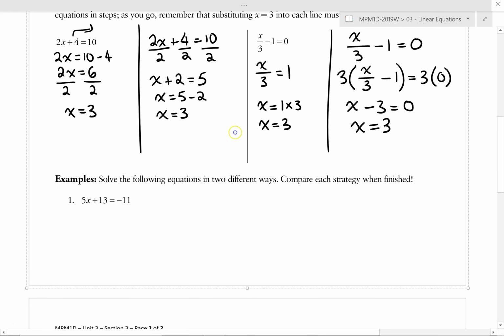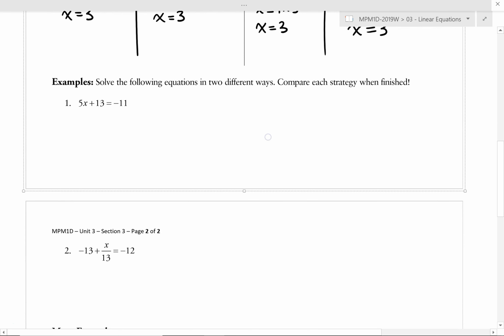Okay, so let's do some examples. Let's look at this one now. If we have 5x plus 13 equals negative 11. Like I said, what we're going to do first is get rid of this 13. We're going to subtract it from both sides. That gets us negative 11 minus 13. So we end up with 5x equals negative 24, and therefore dividing both sides by 5, we end up with x equals negative 24 over 5.